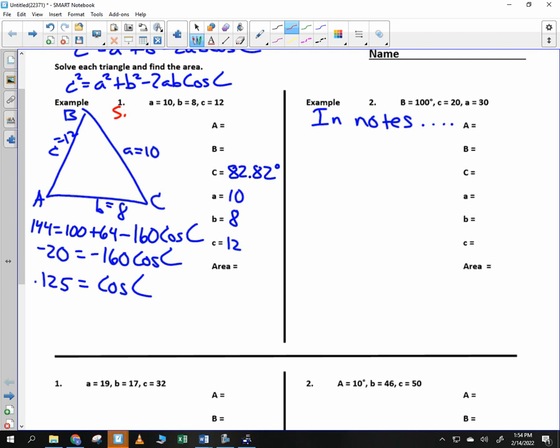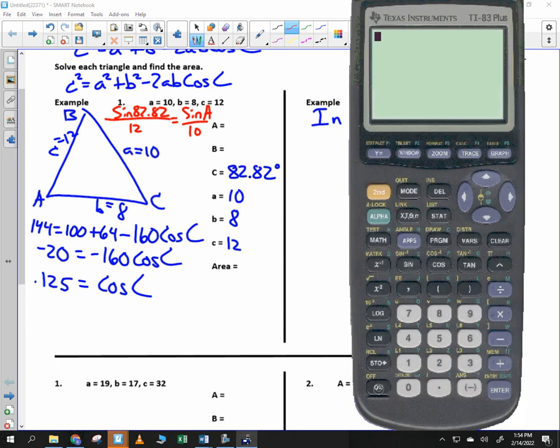So I have the sine of 82.82 divided by what? 12 equals the sine of A over what? 10. To solve, I multiply both sides by 10. 10 sine 82.82 divided by 12. Yep, got to inverse sine that guy. 55.77.